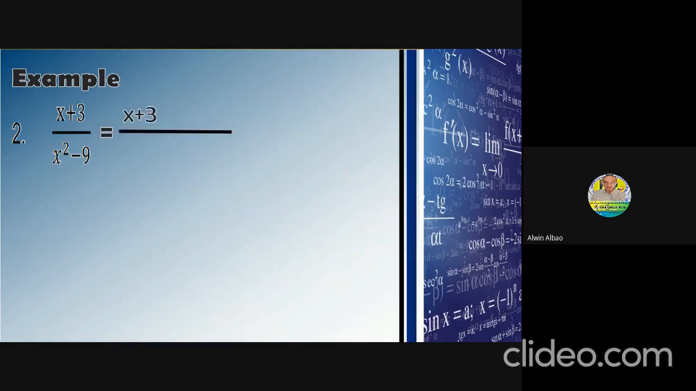Kopyahin lang natin. So, yung ating denominator, gagamitin natin yung difference of 2 squares. Kapag difference of 2 squares, parehas ng factor yung first and last term, magkaiba lang sila ng sign. Isang positive, isang negative. So, ang kanilang factored form ay x plus 3 times x minus 3. Since parehas na yung ating x plus 3, kakancel natin sa numerator and then sa denominator.